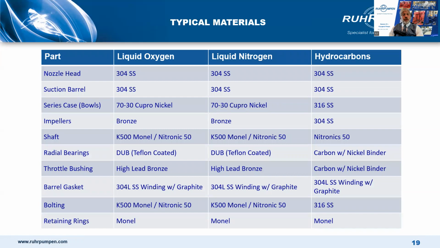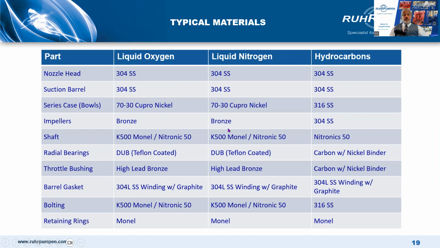Here are the materials of construction. The fabrications, the nozzle head and the suction barrel, 304 stainless steel usually. Can be 316 if you want, it's more expensive. The series case, the bowls, 7030 cupronickel. We're not worried about corrosion. We're pumping clean, non-aggressive fluids, and so cupronickel is a good material. It keeps its ductility at low temperatures and is well machinable.